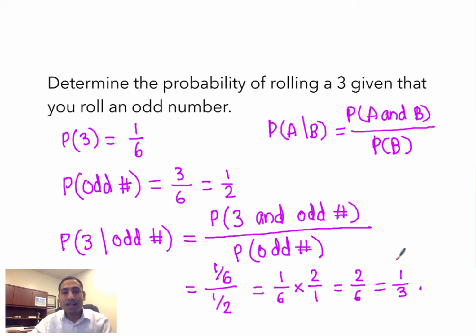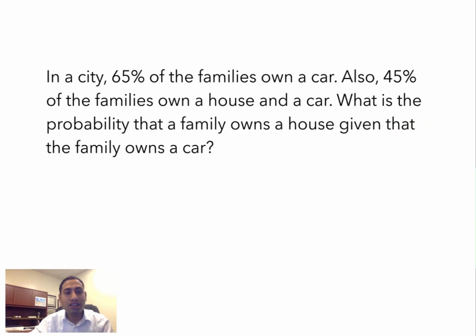Okay, all right, so now that we have some idea about conditional probabilities, let's take a look at a little bit more involved example. So here, in a city, 65% of the families own a car. So I'm going to record that by writing the probability of owning a car, and it's given to be 65%, which we're going to write as a decimal, 0.65.